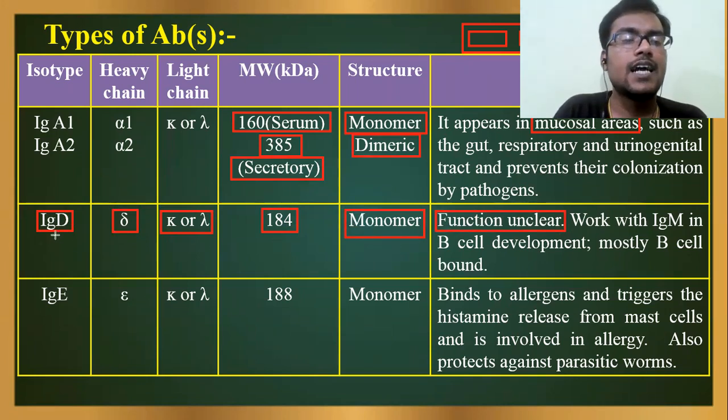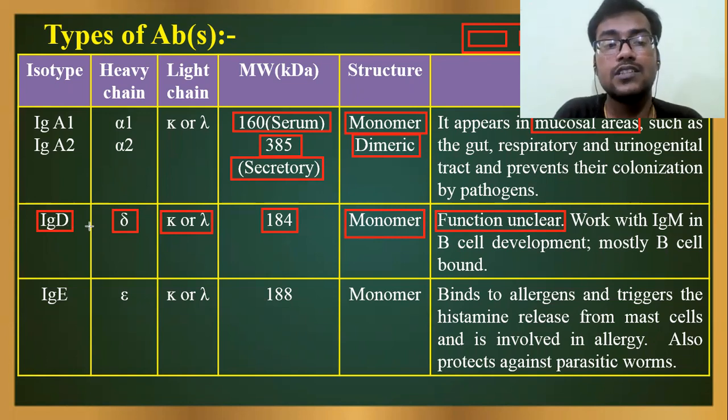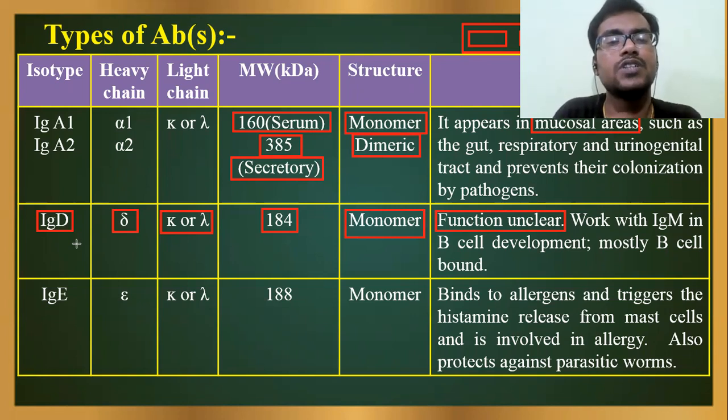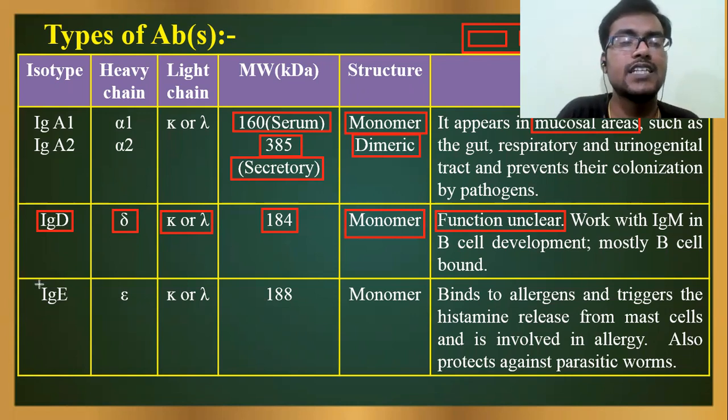It acts with IgM, immunoglobulin M type, which is another type of antibody. IgD acts with B cells. In B cell development, IgD works with IgM. Then comes the next type of immunoglobulin or antibody, that is IgE.